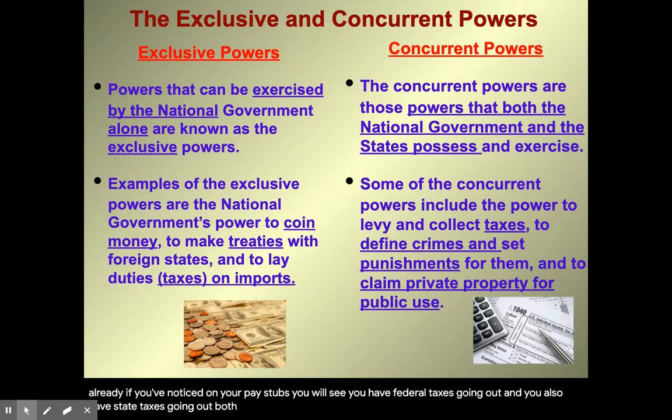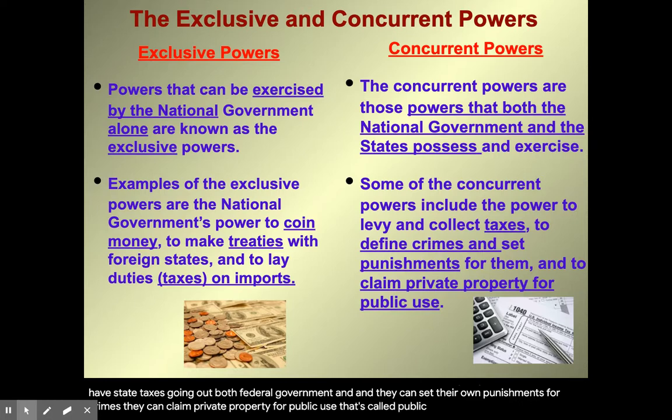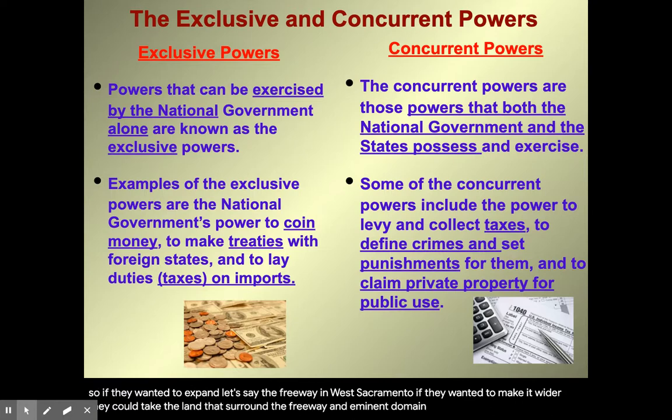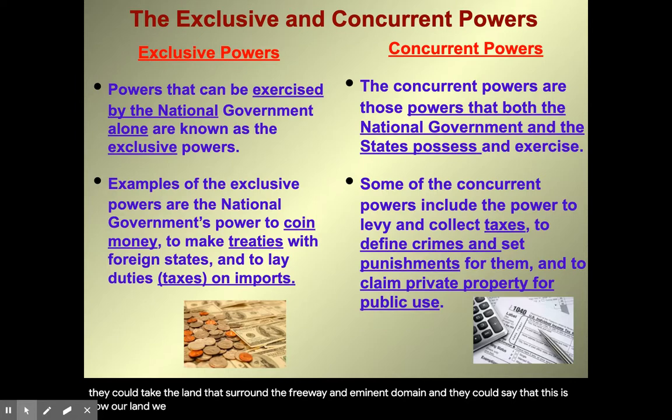Both federal government and state governments can define what is a crime, and they can set their own punishments for crimes. They can claim private property for public use. That's called eminent domain if they want to do that. So if they wanted to expand, let's say, the freeway in West Sacramento, if they wanted to make it wider, they could take the land that's around the freeway in eminent domain and they could say that this is now our land. We need it in order to help the city of West Sacramento.